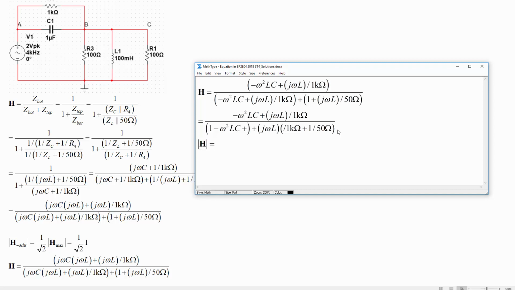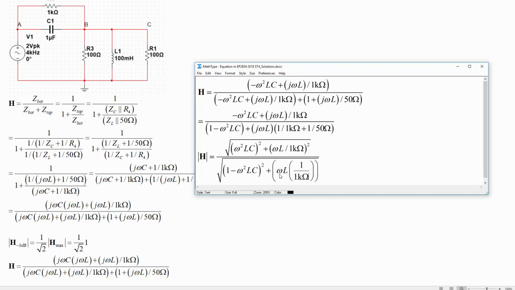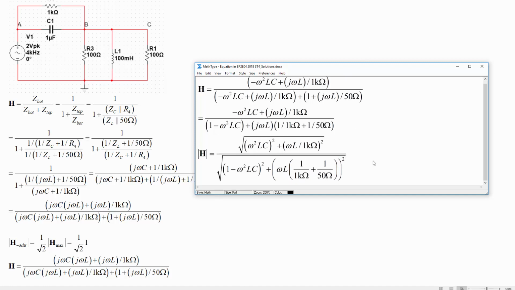So the magnitude of H should then be equal to the magnitude of this. You can take the magnitude in the numerator and divide that by the magnitude in the denominator, and that'll still be the total magnitude. So that'll be the root of omega squared LC all squared plus omega L over 1 kilo ohm squared, over the root of 1 minus omega squared LC, we've got a rogue plus symbol over there we can get rid of, all squared plus omega L times, oh, and we're missing a 1 over for that part, times 1 over 1 kilo ohm plus 1 over 50 ohms, all squared.